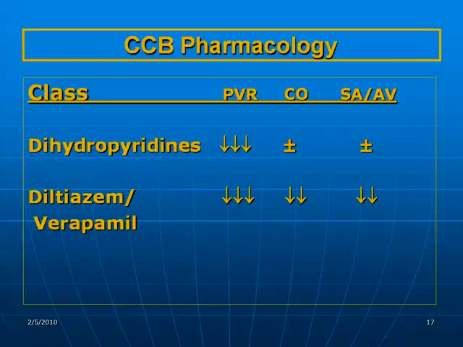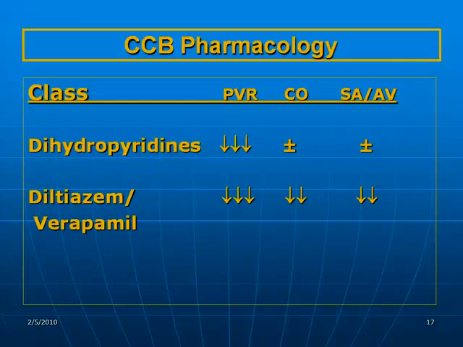The two main types of calcium channel blockers are the dihydropyridines, which are vasoselective. They're primarily drugs that lower vascular resistance, but have little effect on contractility, little effect on SA-AV node. So amlodipine is a drug that you can use for angina, hypertension, vasospastic angina, but you can't use it to control rate in AFib. But the other advantage of the dihydropyridine is that they do not worsen heart failure.